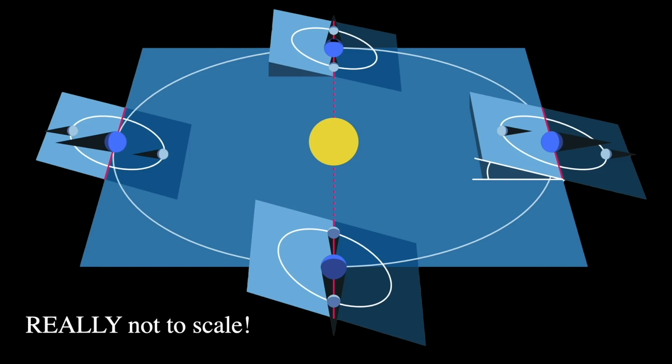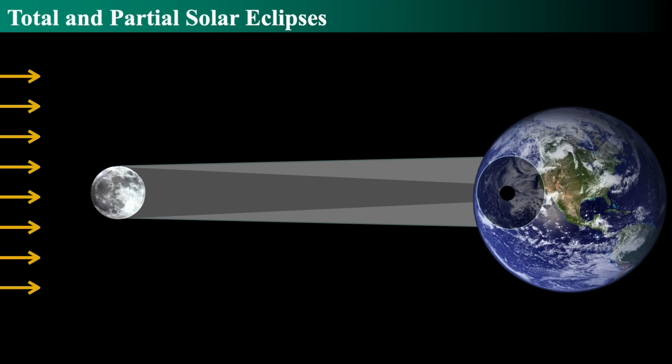So let's look at what that looks like. A total and partial solar eclipse happens when the shadow of the moon lands on the Earth. The black spot is the only place on Earth where you will see a total eclipse. The gray spot is where you'll see a partial eclipse.